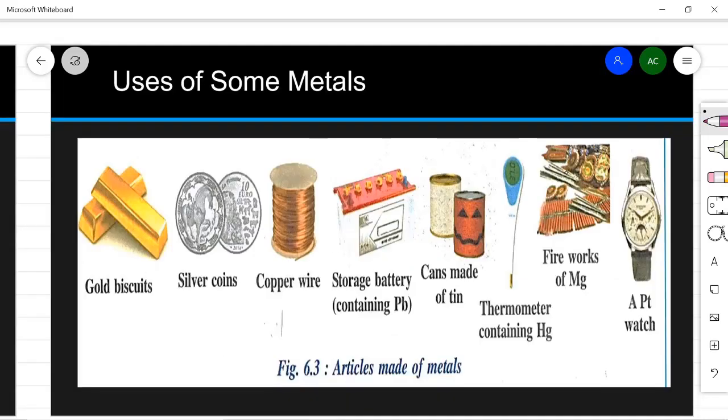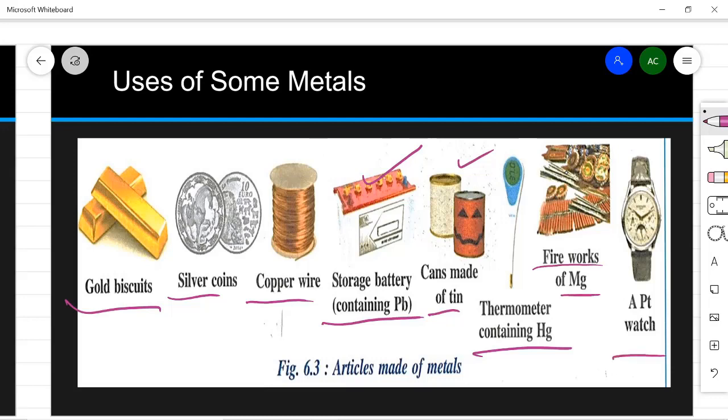So you can see here articles made up of metals. Gold is used to make gold biscuits, silver coins, copper wire. Lead is used to make these batteries. Cans are made out of tin. Thermometer contains mercury. Fireworks contain magnesium, and a very expensive watch contains platinum. So these are some uses of metals.